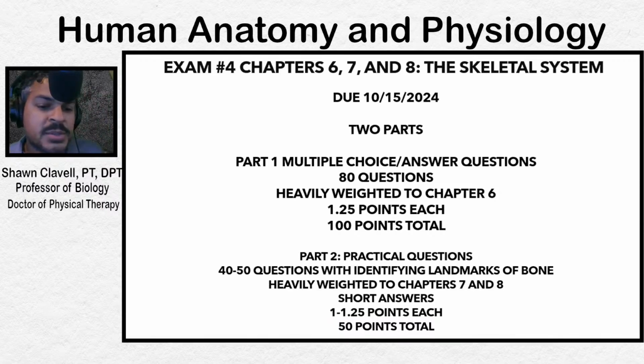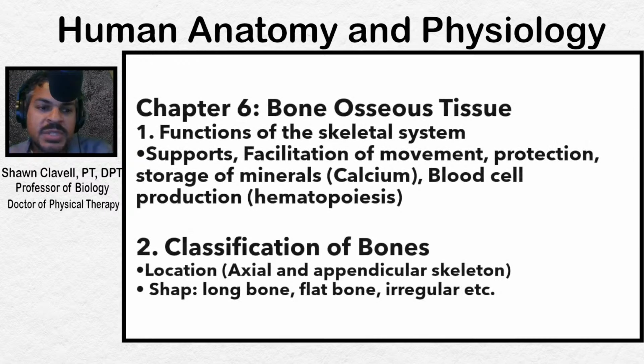All right. And so just to give you a quick review about Chapter 6. Remember, in Chapter 6, we talked about the functions of the skeletal system. The functions of the skeletal system include support and facilitation of movement. It provides protection, the storage of minerals, as well as some fat in the medullary cavity in the form of yellow bone marrow. And then the last one here, blood cell production, also referred to as hematopoiesis.